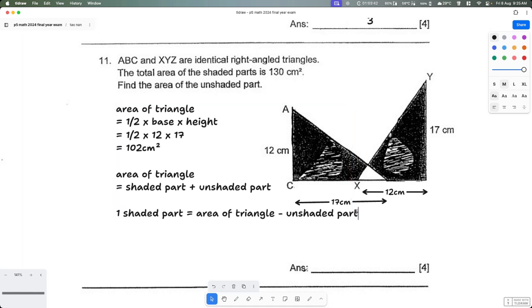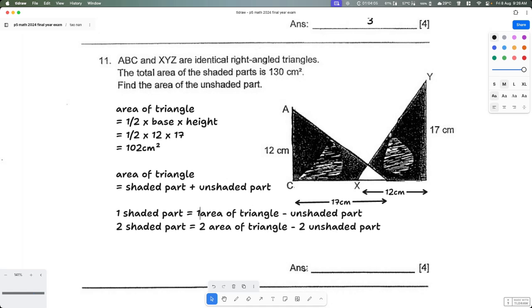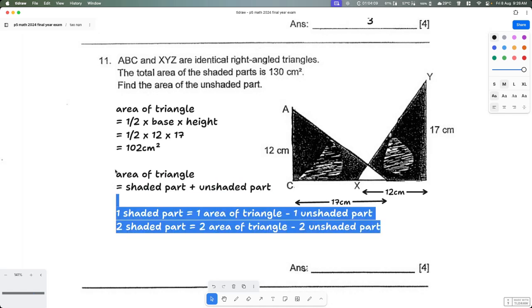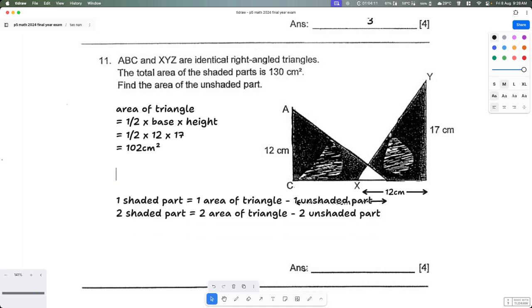So shaded part is equal to area of triangle minus unshaded part. This is one shaded part. If there are two shaded parts over here, that means it is two areas of triangle, minus two unshaded parts. So one area of triangle is equal to one, yeah. Does it make sense? Okay, so I can remove this actually.